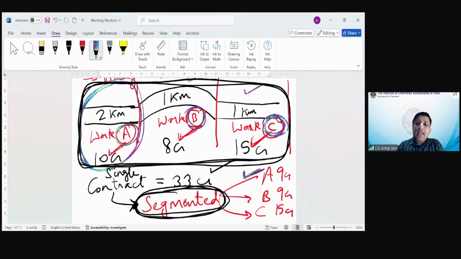At the same time, B and C are not interlinked to each other. They are all independent of each other. So this is what you call segmenting of a contract. Exactly of similar nature. So at times you may have a single contract which is required to be segmented, or you may have various contracts which are required to be combined. And I'm hoping that you are clear on this as to how this is required to be done. Any questions, any doubts if you have on this?